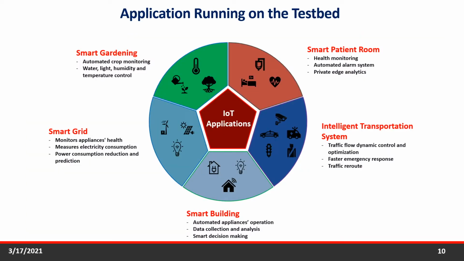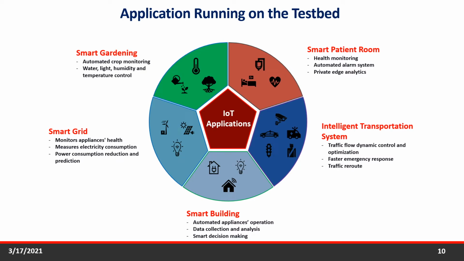In the Carleton-Cisco IoT Testbed, these applications are currently running, which include Smart Grid, Smart Gardening, Smart Patient Room, Intelligent Transport System, and Smart Building. Starting from Smart Grid, it supports appliance health monitoring, power consumption prediction, and usage reduction. Smart Gardening is capable of automated crop monitoring and control of gardening parameters such as water level, light, humidity, and temperature. Smart Patient Room is used for health monitoring, alarm system automation, and private edge analytics.